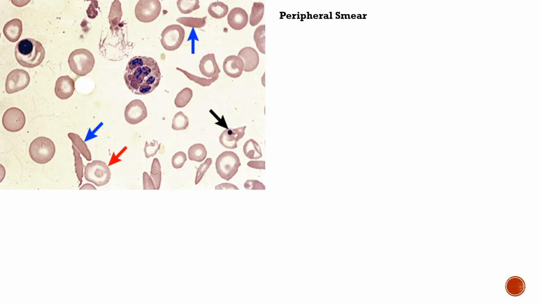Now, what do we see mostly in peripheral blood? We see these sickle cells. These are the sickle cells. These are the reversible ones, and these are the irreversible forms. And then these are the nucleated RBCs, and then this black arrow points towards the Howell-Jolly body.